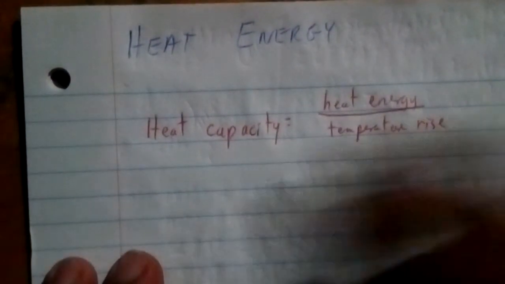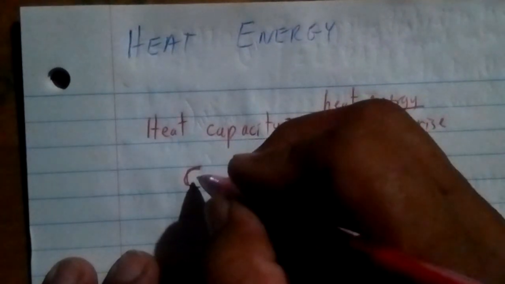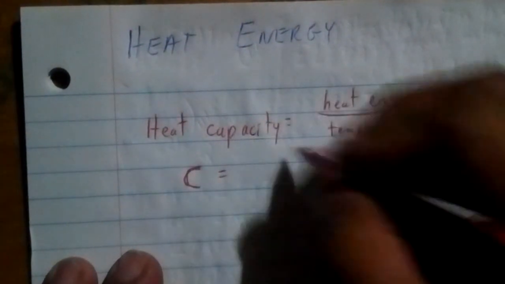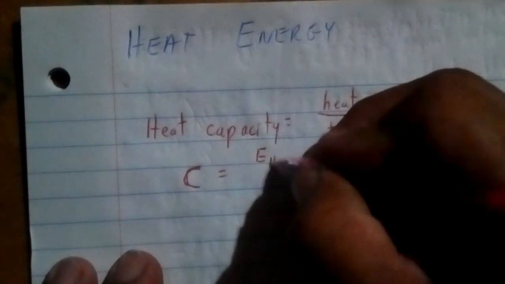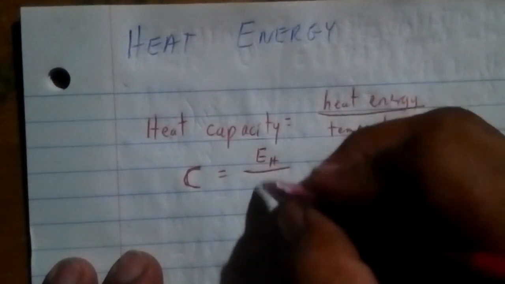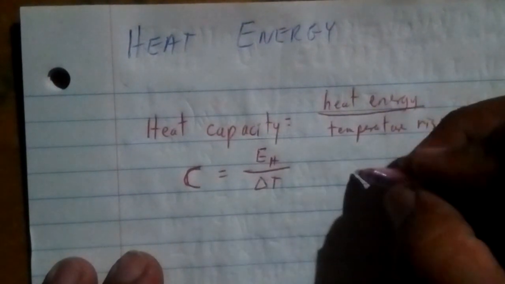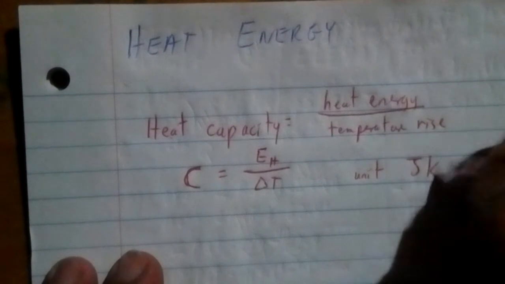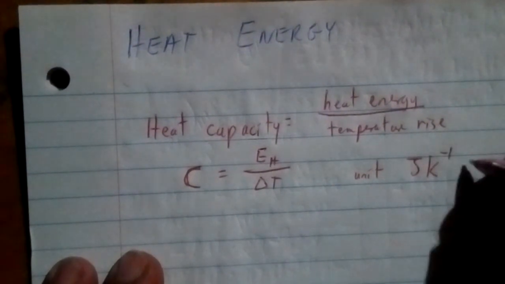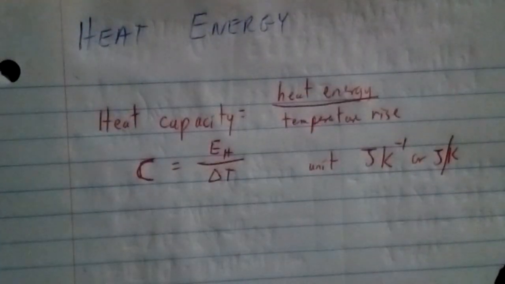Let's abbreviate it. Heat capacity is going to be given by the capital C, which equals heat energy, and we're going to be using E with H, over temperature change to abbreviate our equation. Its unit is going to be joules per kilogram with a -1, or you may write joules per kilogram with a slash. Okay, it's the same thing.